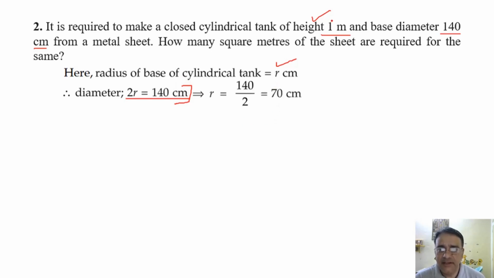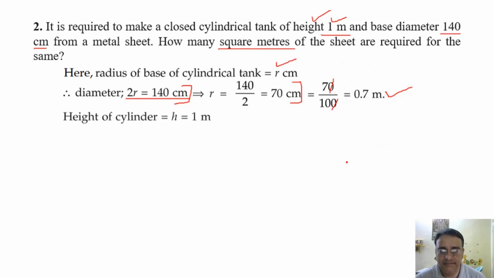Okay, but the other is in meter, and our answer is required also in terms of square meters. So we need to convert this in meters. So how will you convert? Dividing it by 100 only, because here it is centimeter. If it were centimeter square, we would divide twice, right. So we are getting 0.7 meter, and you can write 7/10 also. Fine. Now height is given 1 meter.